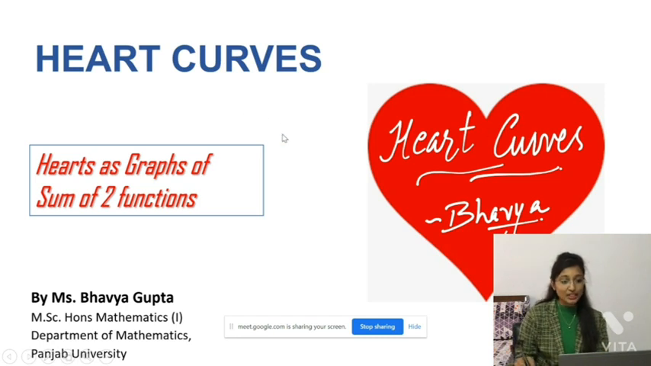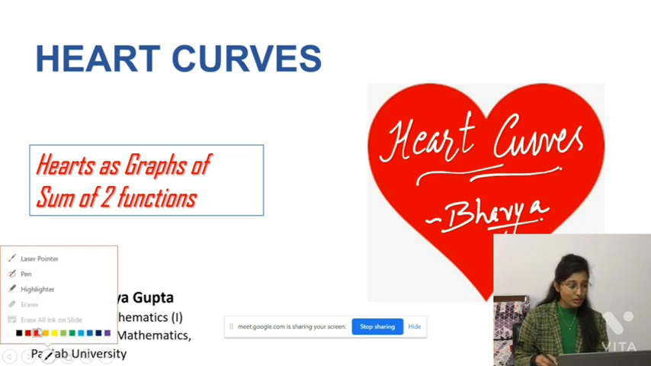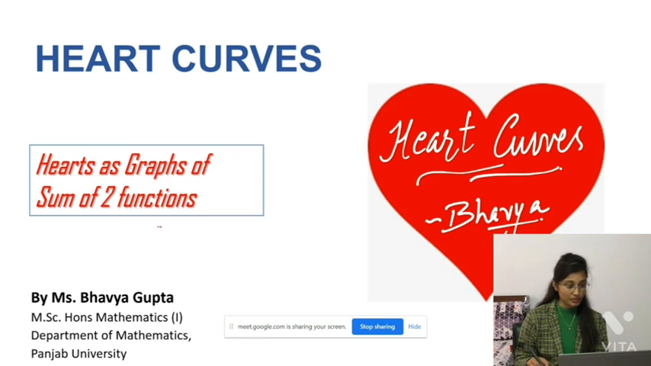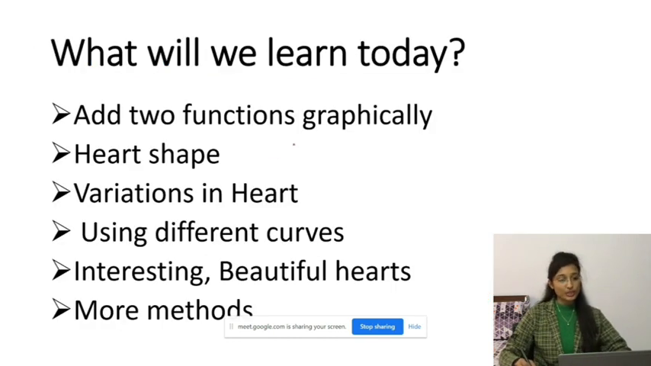Heart curves is the title of my talk for today: hearts as graphs of sum of two functions. What we will learn today is how to add two functions graphically, how to develop a heart curve, variations in the heart curves which we developed using different functions, interesting and beautiful hearts, and more methods to it.